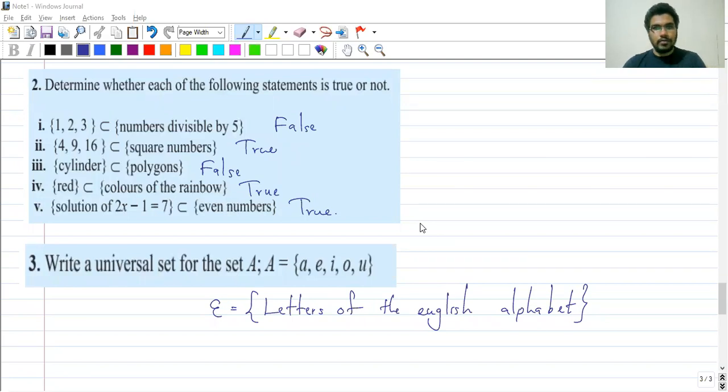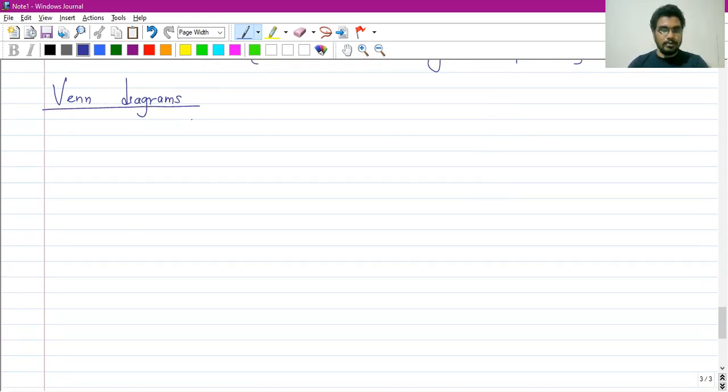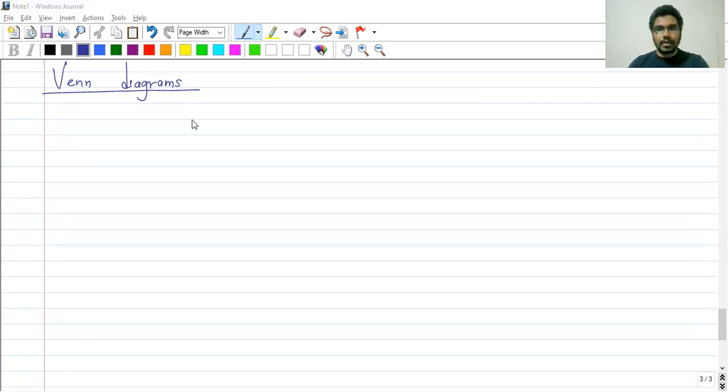Yes, so now we will discuss about Venn diagrams. So shall we go to a topic, Venn diagrams? So I think you have learned about Venn diagrams in your previous grades also. However, I will explain it here also. Venn diagrams. So normally Venn diagrams are denoted by this way.